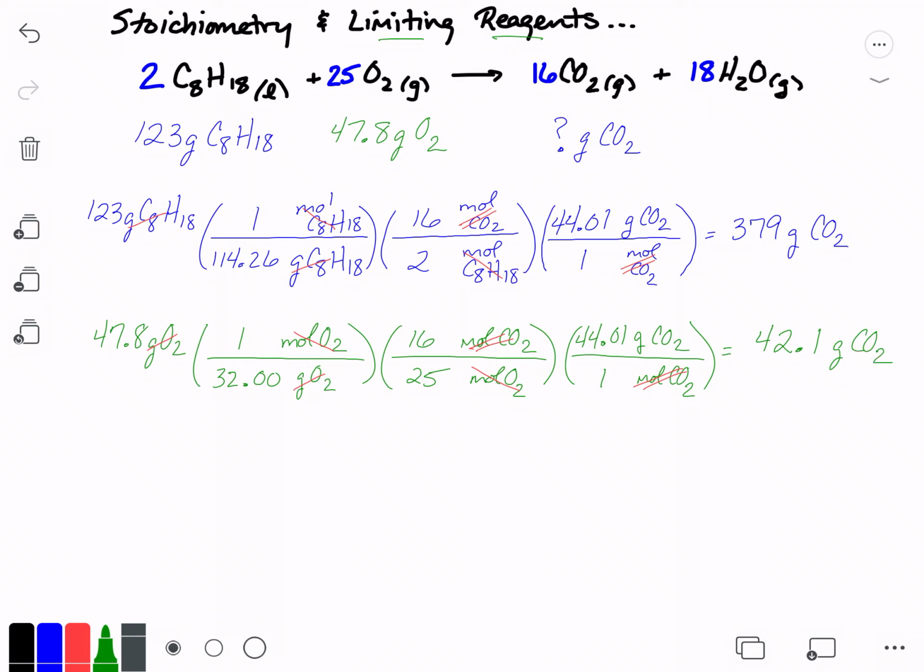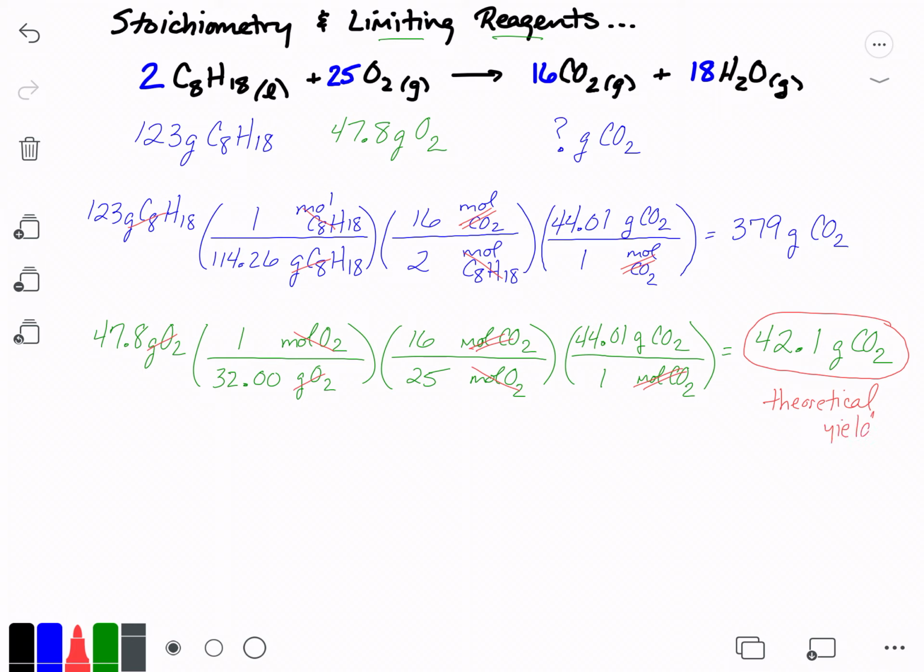Now what we have to do is say, how much CO2 can I actually make? The blue line says if I use up all of my octane, I can produce 379 grams of CO2. The green line says if I use up all of the oxygen present, I can only produce 42 grams. The lower of those 2 numbers is the actual amount of CO2 that these reaction conditions can produce. And this is what we call my theoretical yield.